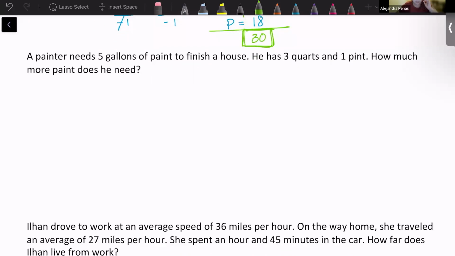All right, so a painter needs 5 gallons of paint to finish a house. He has 3 quarts and 1 pint. How much more paint does he need? So this is a problem that involves a lot of unit conversions. And unit conversions is something that we've talked about, that there are some unit conversions you just have to know off the top of your head.